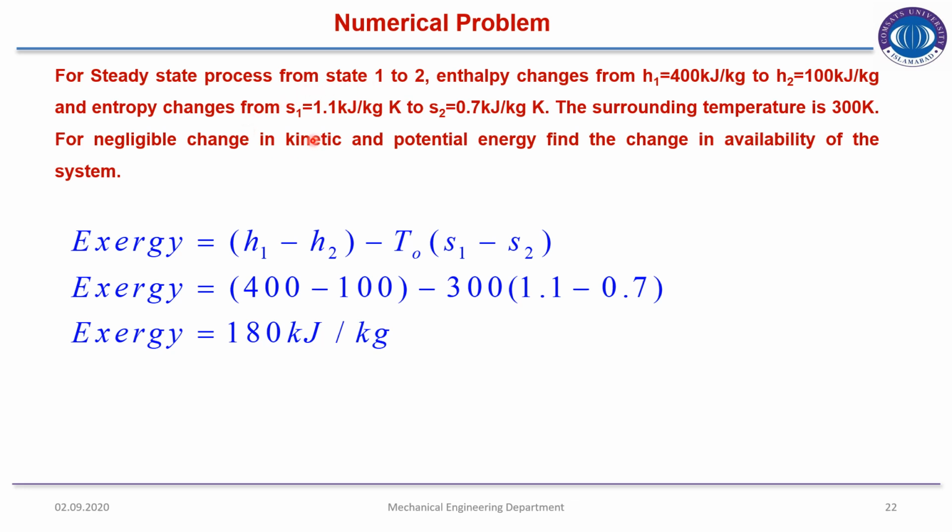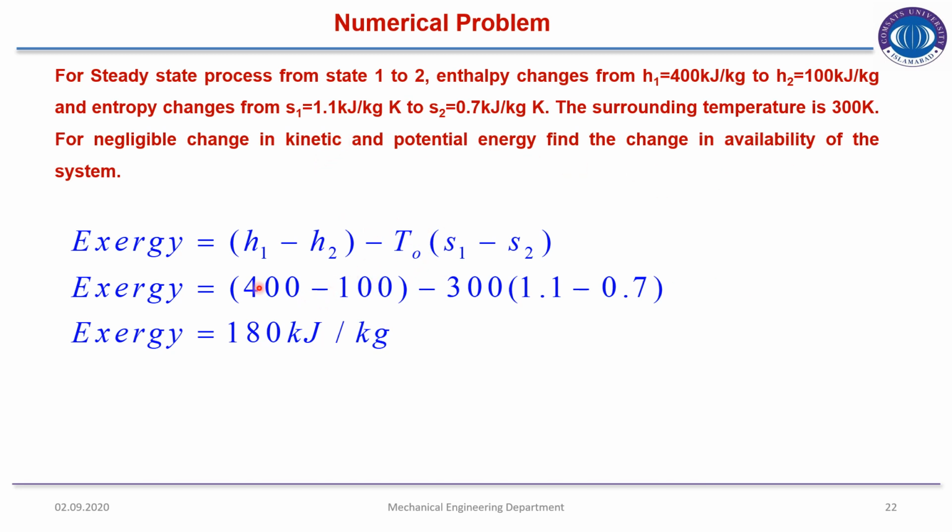So that is the question. We want to find the availability of the system. So here the change of availability is equal to the exergy of the system. So we know the relation: delta H minus T naught delta S. So we know all the values of H1, H2, S1, S2, and T naught is the temperature of the surrounding.